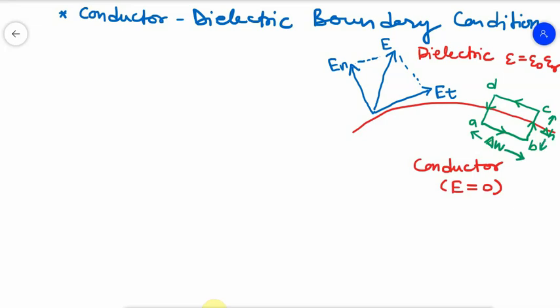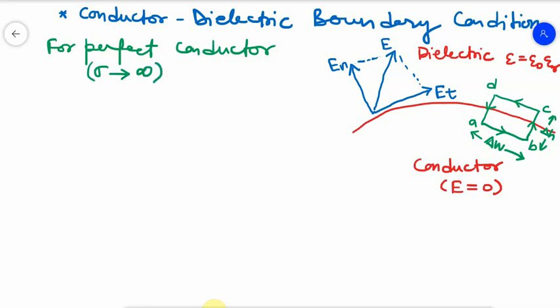Now, if the conductor is assumed to be perfect, the conductivity sigma is infinite. Following the same procedure as used for the dielectric interface, except that E equals 0 inside the conductor, we will proceed as we did in the dielectric boundary condition.